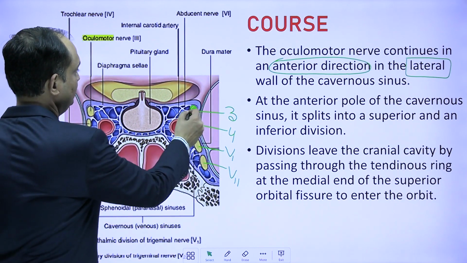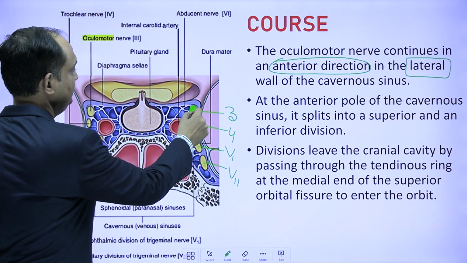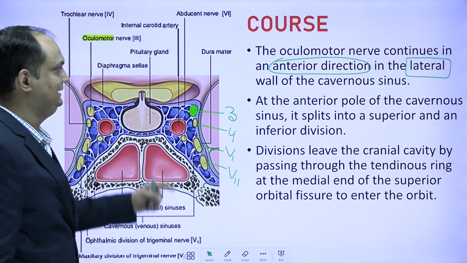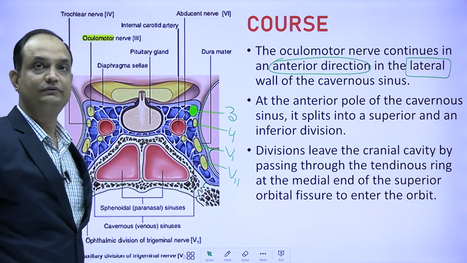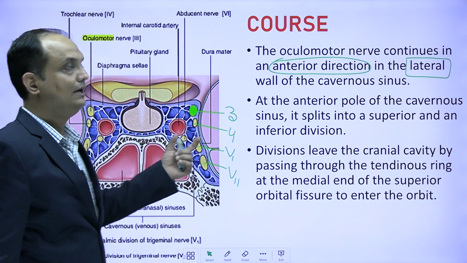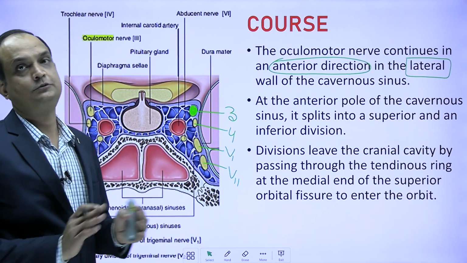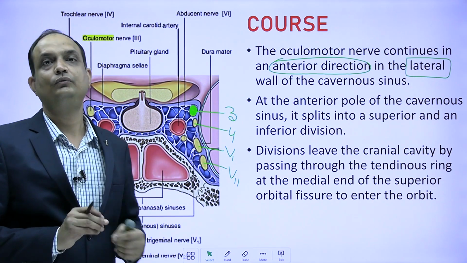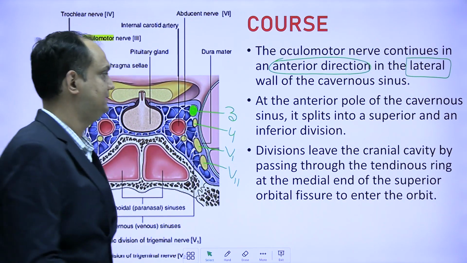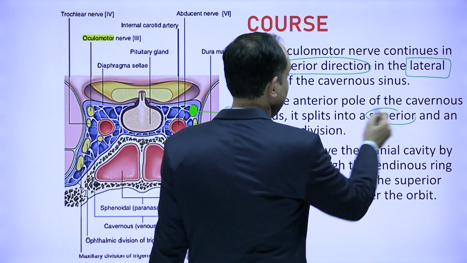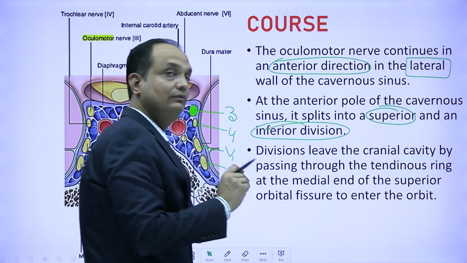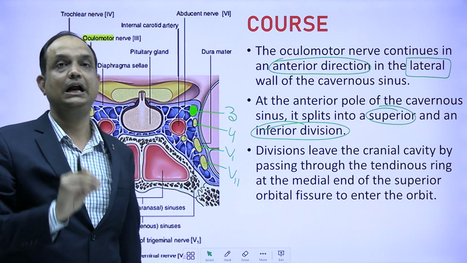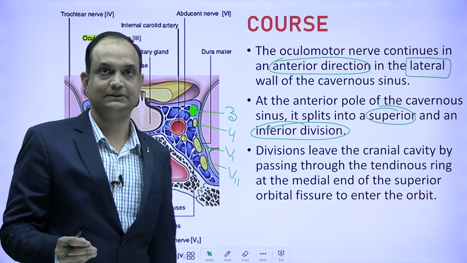So, this is the oculomotor nerve, which is the uppermost relation in the lateral wall of the cavernous sinus. At the anterior pole of the cavernous sinus, this nerve ultimately is split. You have to understand that the oculomotor nerve finally divides into two divisions, superior and inferior, and this division will take place in the anterior end of your cavernous sinus.